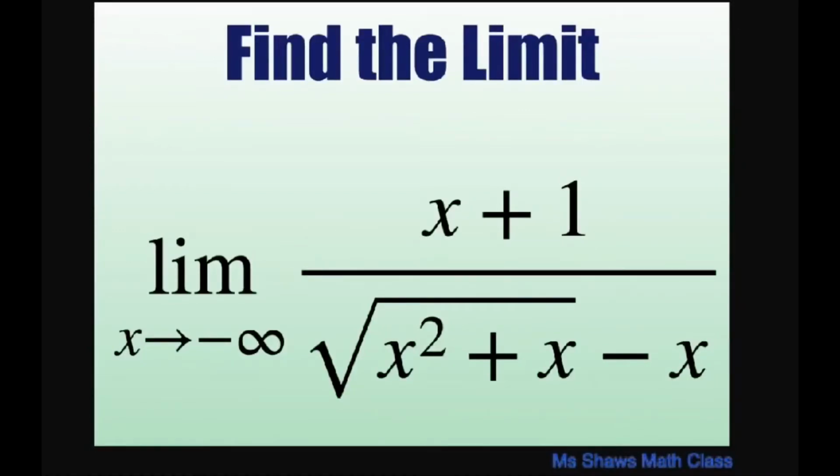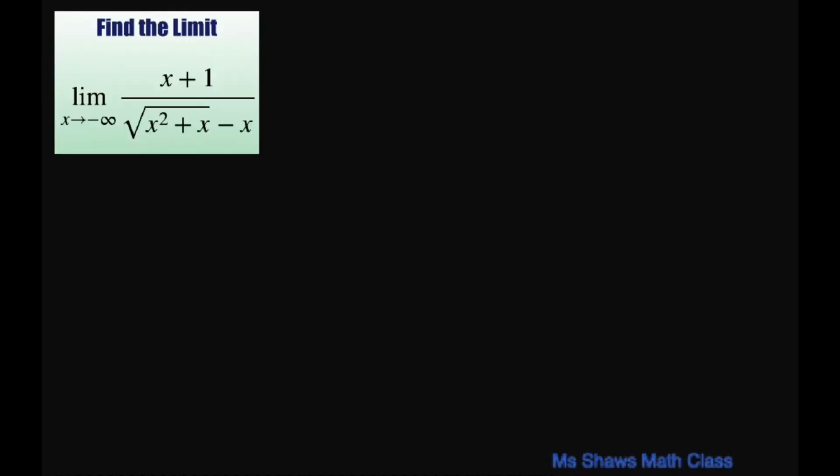Everyone, we're going to find the limit as x approaches negative infinity of (x + 1) divided by the square root of (x squared + x) minus x. All right, since we have this negative infinity, let's rewrite this.